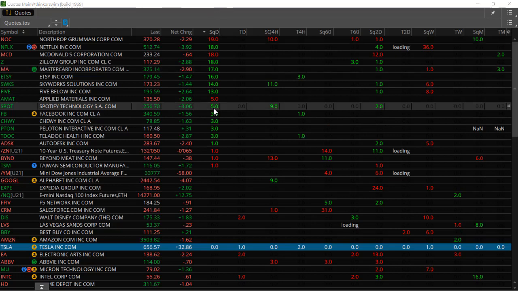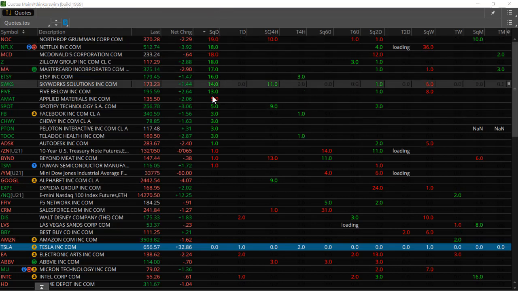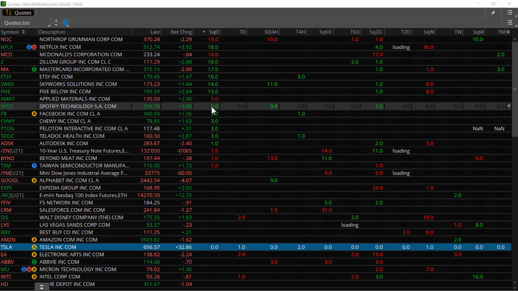Spot has been in a squeeze for five periods, 5 days. It's green, which means momentum is positive. It also has a squeeze on the 4 hour and the 2 day. So this can create a potentially explosive trade setup, and I like to look for these types where they have multiple squeezes.